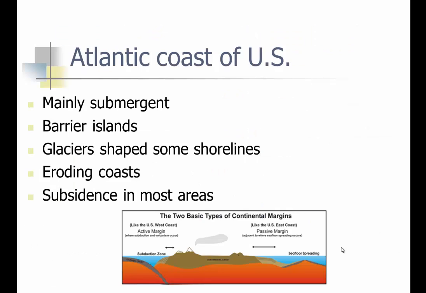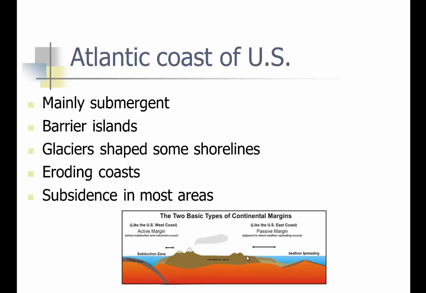Now we'll talk about the three coastlines on North America, but you can equate these to other land masses. The Atlantic coast of the United States is also the Atlantic coast of Europe and Africa. It's mainly submergent, where material is falling off the continent, going onto the continental margin, going into the rise and pushing it down.